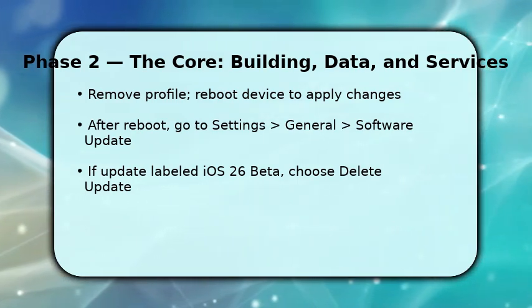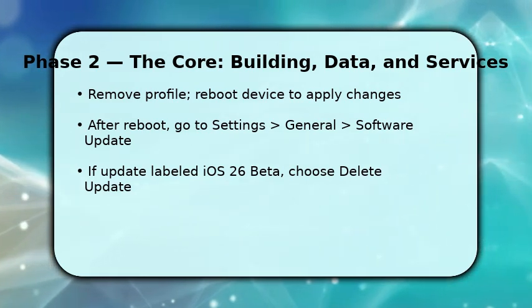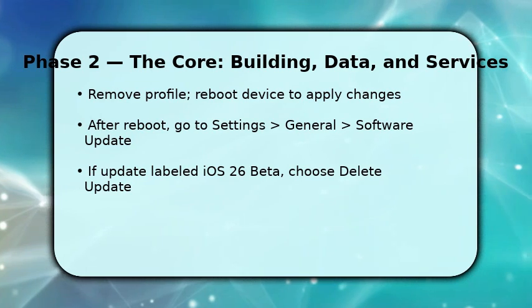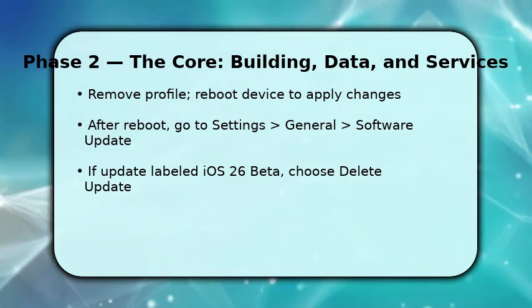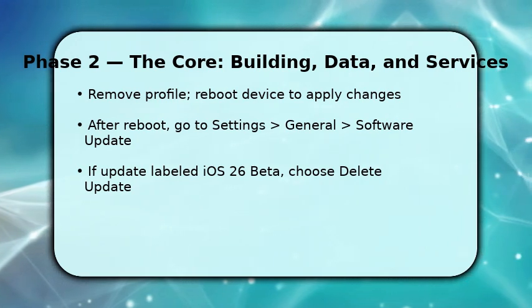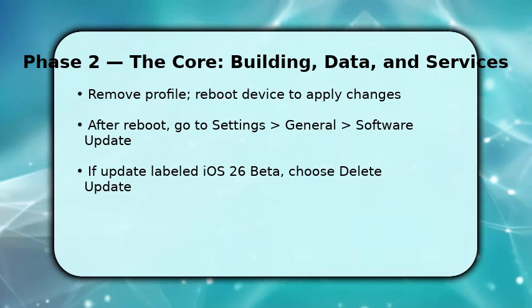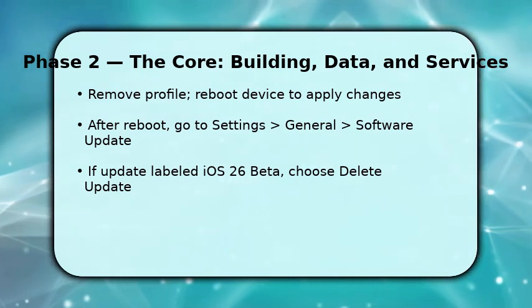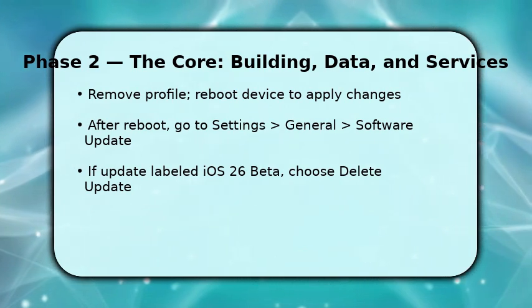Once the device restarts, go to Settings, General, Software Update to confirm the beta enrollment is gone. If an iOS 26 beta update file is already downloaded, tap Delete Update. Otherwise, the phone will only show public releases. You do this because leftover beta files can reinstall. If you plan to return to the public version immediately, continue to the final steps now.